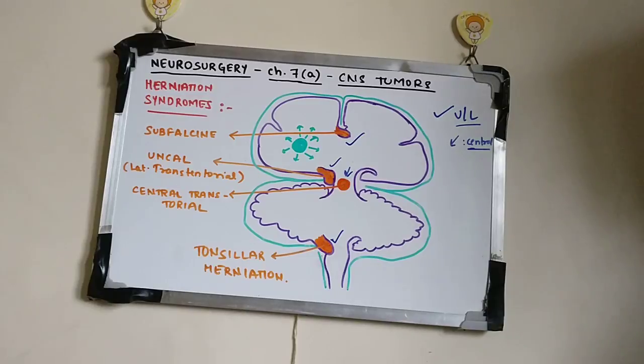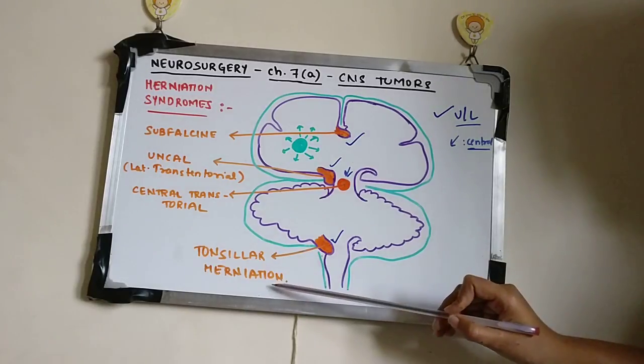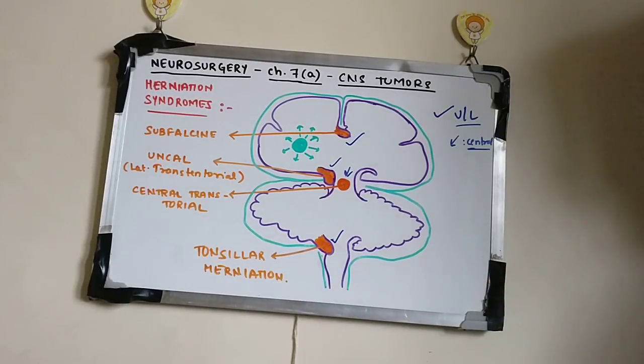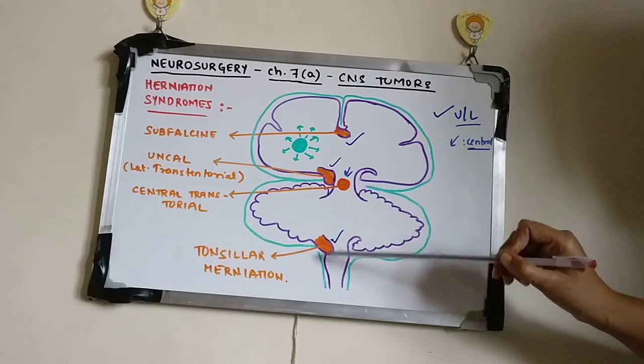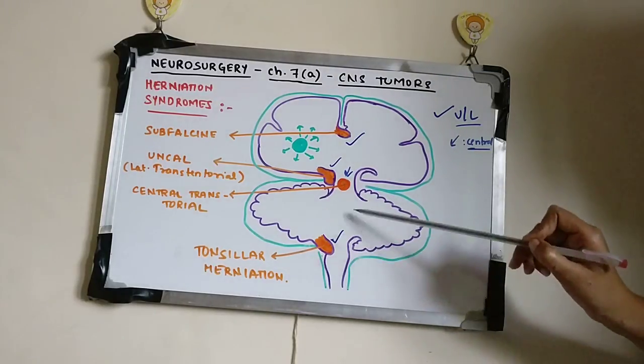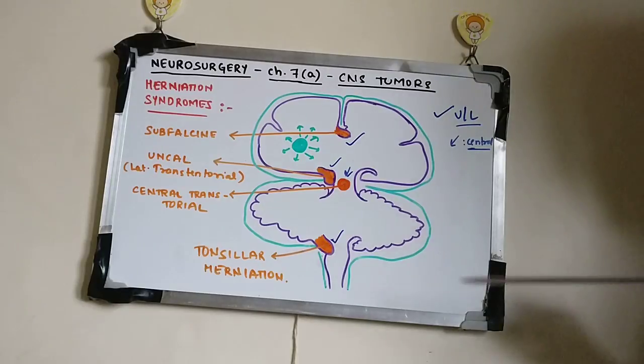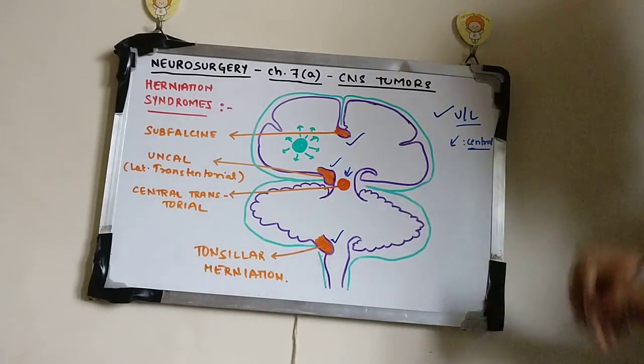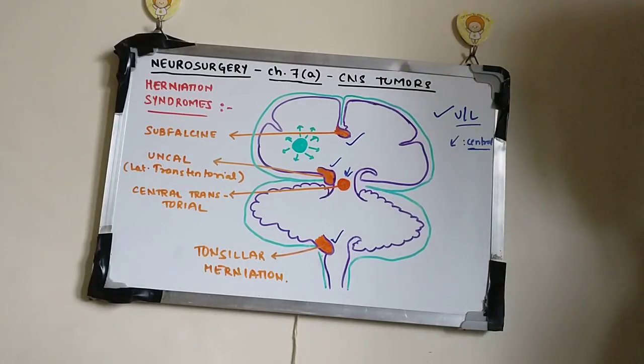Now let us talk about the tonsillar herniation. So what happens in the tonsillar herniation? It occurs because of the displacement of the brain tissue through the foramen magnum. Okay, so this is your foramen magnum from where your brainstem is leaving your cranial cavity.